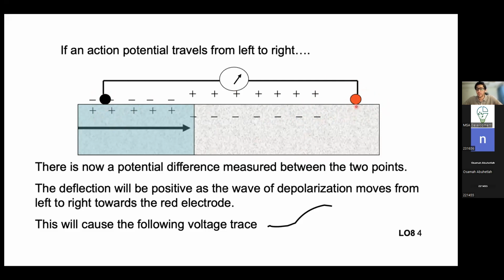And because the wave of depolarization is spreading towards the positive electrode here, the deflection on the voltmeter is going to be a positive or upward deflection, okay? So it's going to be an upward deflection. Okay.